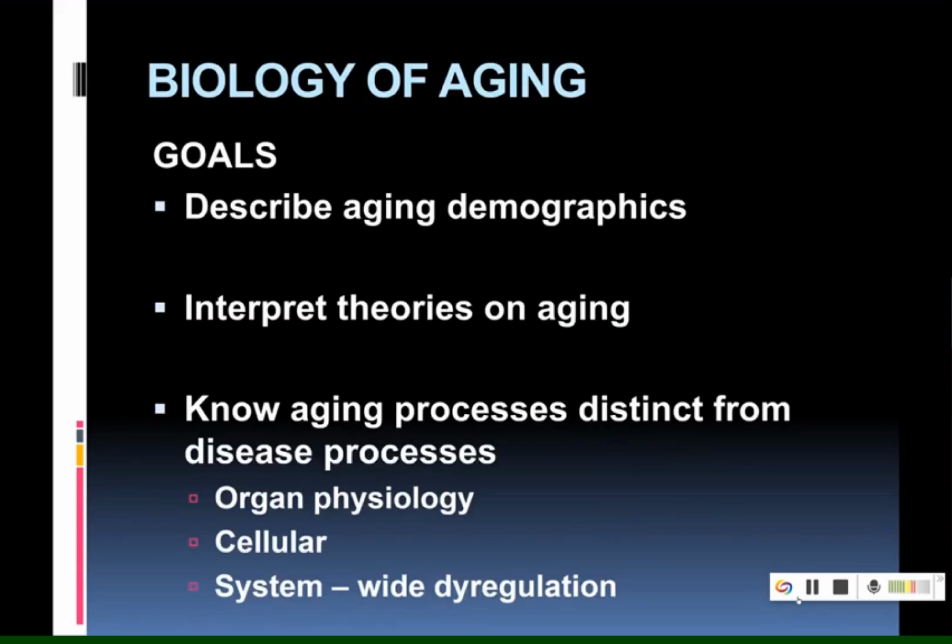So the goals today are to look at aging demographics. I want to briefly look at theories on aging that are helping inform what we call gerobioscience. And we want to be able to distinguish normative aging from disease and old age.